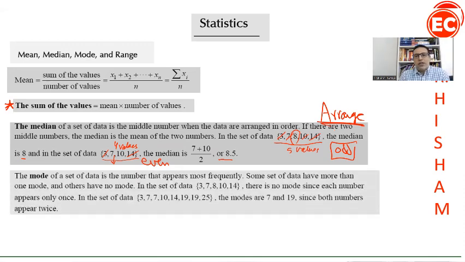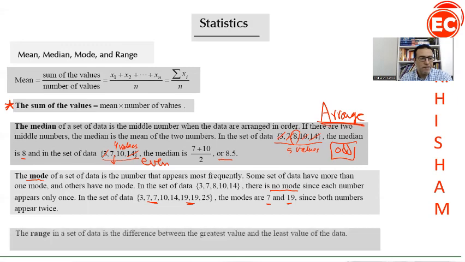Then we have the mode, and the mode is the most repeated value. If I have 3, 7, 8, 10, and 14, there is no mode. Why? No values are repeated. In the second example, I have double 7 and double 19, so the mode here is 7 and 19. Again, the mode is the most repeated data value in the given values. If there is no mode, it means that no number was repeated more than once. If there are 2 numbers that repeated twice, we say that both of them represent the mode.